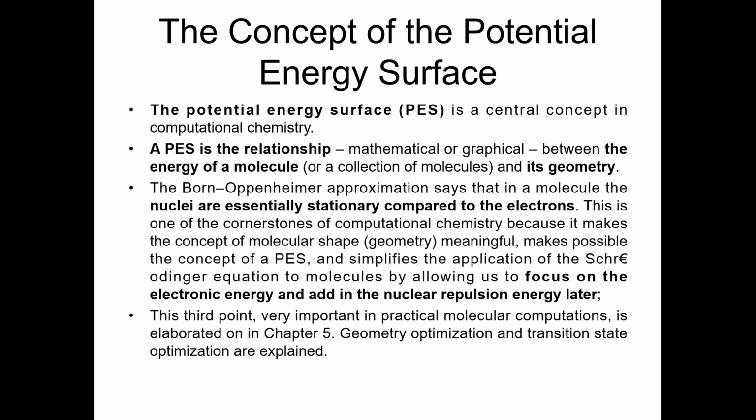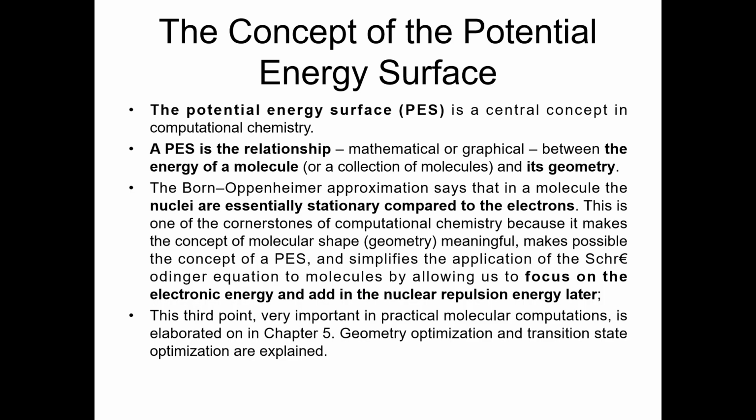When we find the potential energy surface, we use the Schrödinger equation, but we cannot get the exact energy from solving it. So we need to use the Born-Oppenheimer approximation. In the Born-Oppenheimer approximation, we say that the nuclei are essentially stationary compared to the electrons, so it is much easier to solve the Schrödinger equation, and we just focus on the electron energy and add the nuclear repulsion energy later.